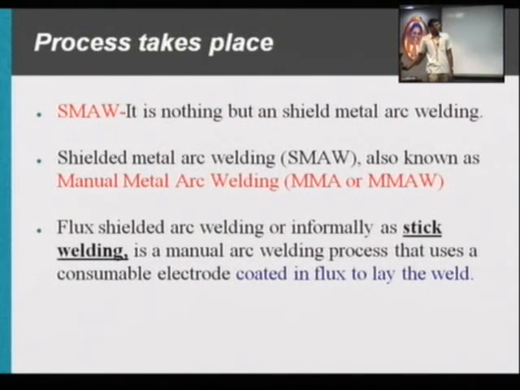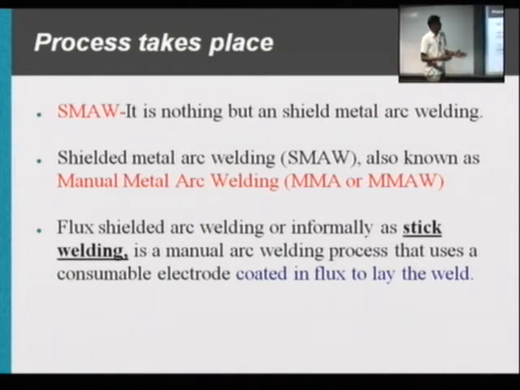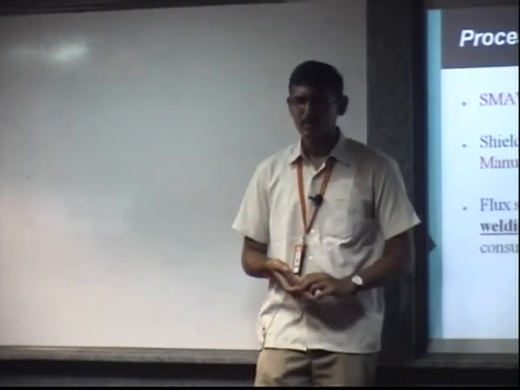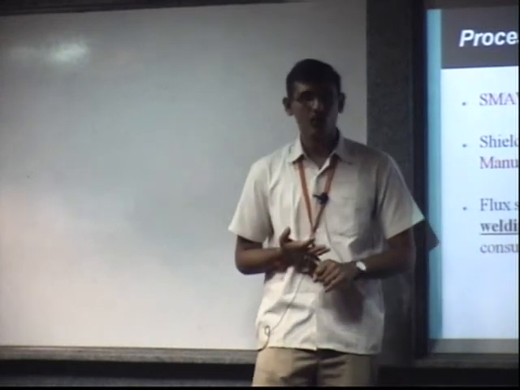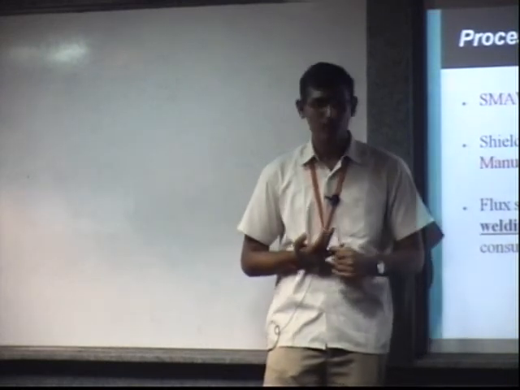So now let's move on to the process which is taking place here. Just now I explained the expansion of SMAW, why its name is shielded metal arc welding, etc. Another name for SMAW is MMAW, that is manual metal arc welding or manual arc welding. Because it is a manual process, not an automatic process, it is named manual metal arc welding.